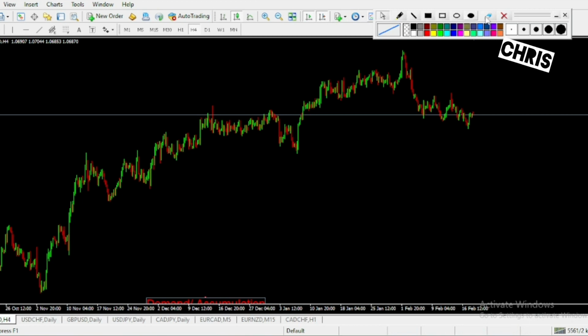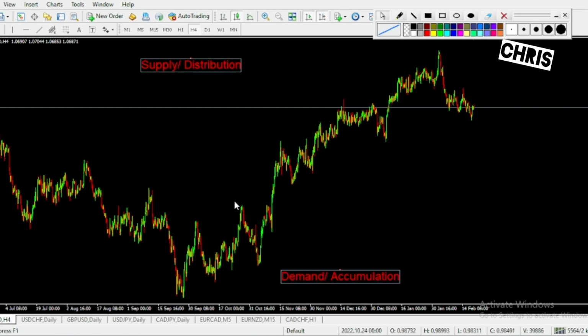So here is where we will have I try to correct this. Now for me, I will use this as an area of demand. I demand this point, high demand or accumulation.